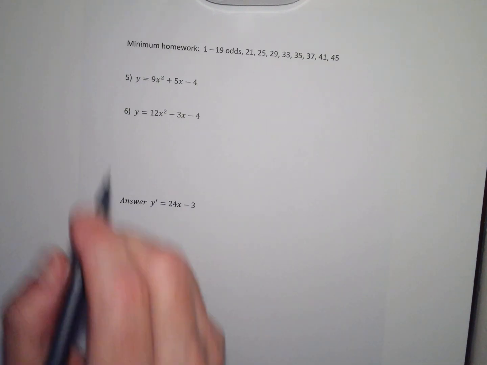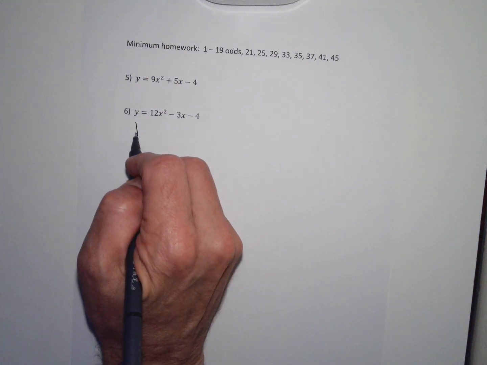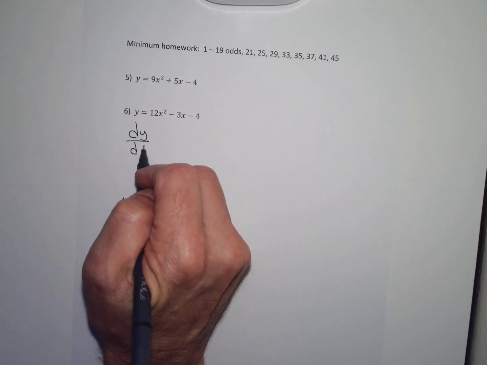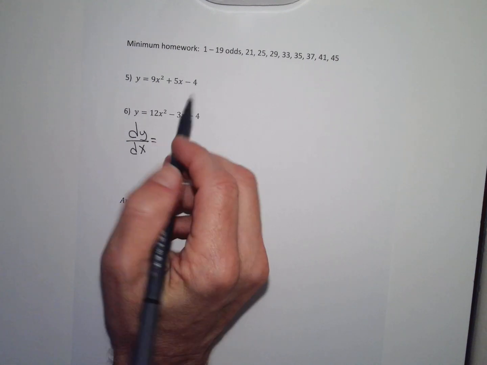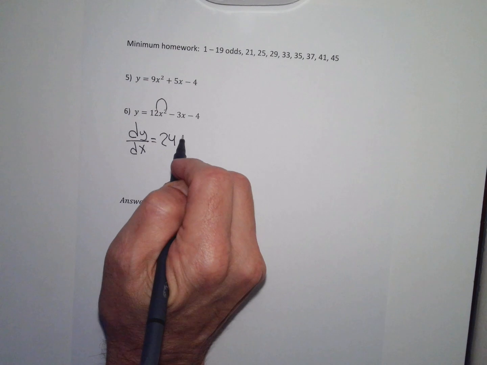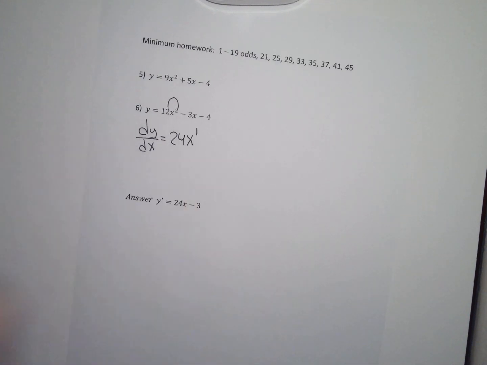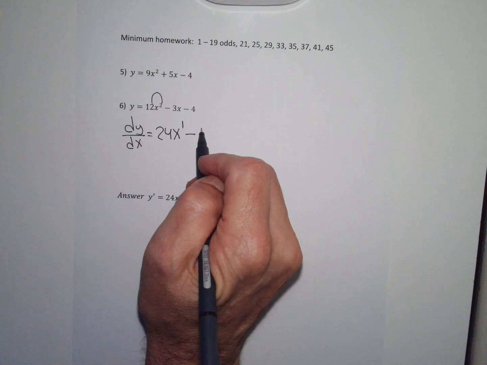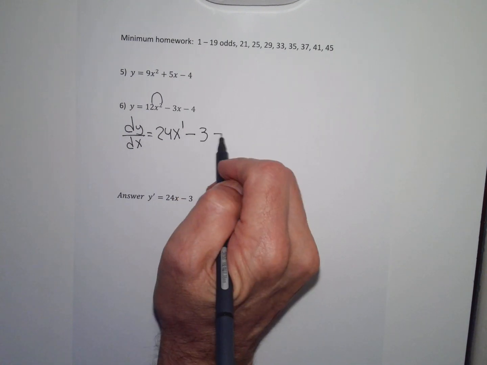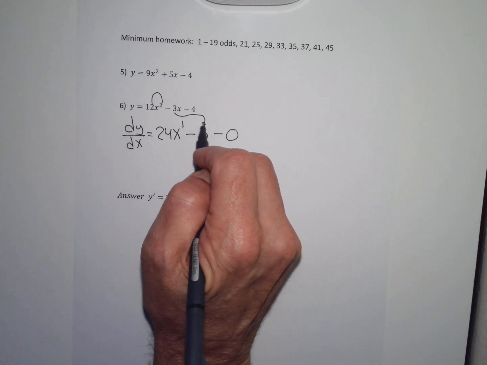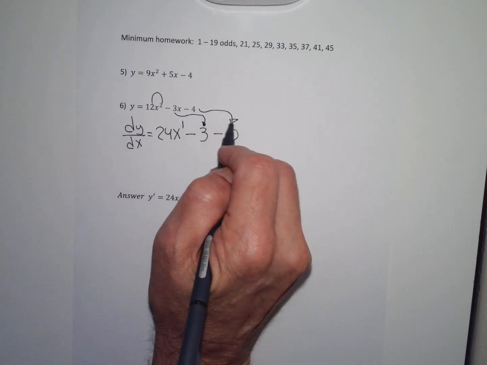For problem 6, let me write dy dx as opposed to y prime, but they're equally good ways to represent the derivative. First term, I'm going to go 2 times 12 and get 24. I'm going to lower the exponent by 1 and get x to the first. Second term is a first power term. Its derivative is just its coefficient. Last term is a constant. Its derivative is 0. So the derivative of minus 3x is minus 3. The derivative of minus 4 is 0.